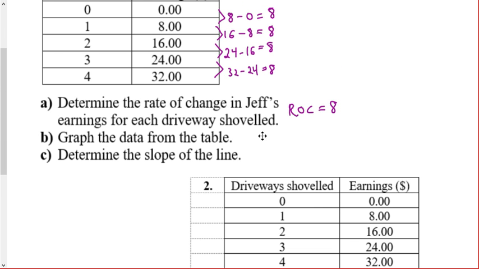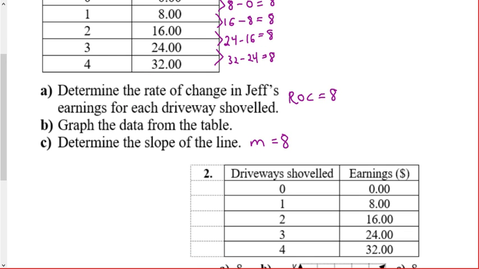And C says determine the slope. Well, the slope is just the same as the rate of change. They're the same thing. So I'll say my slope is 8. Nice. Okay. Let's try our next one.